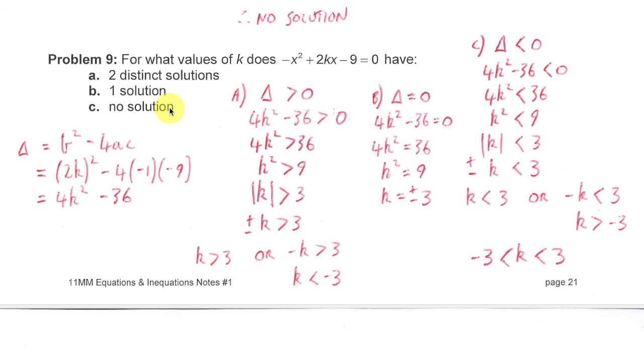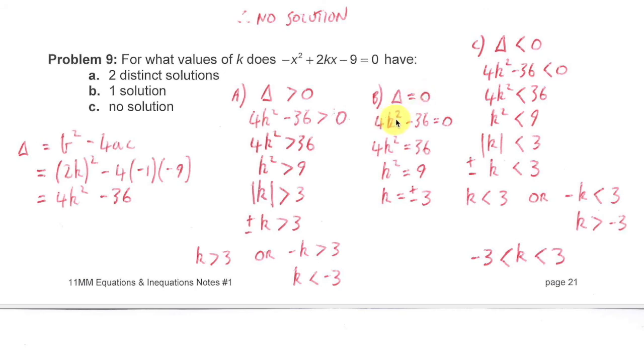Alright, so let's look at the discriminant to begin with. The discriminant is going to equal b squared minus 4ac. So you can see by plugging in those values, I end up with 4k squared minus 36. The easiest thing to understand here, to begin with, is where we have one solution. So I'm going to explain that to begin with. Where is the discriminant equal to 0? Wherever it's equal to 0, then we're going to have one solution.